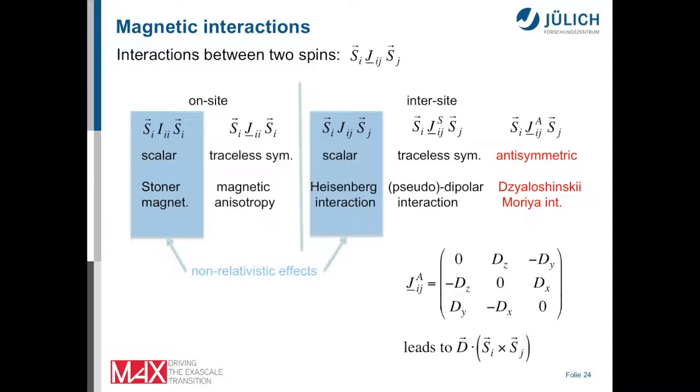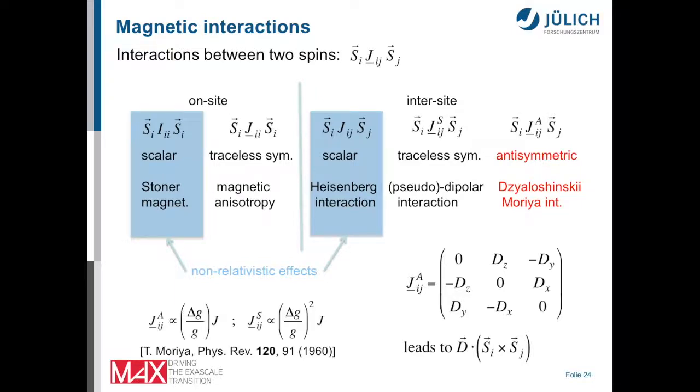So you can write this antisymmetric part of the Jij matrix like this, and then you can rewrite this interaction again in the form of a triple product D times Si cross Sj, and this is the form how Dzyaloshinskii actually found the interaction in iron oxides in the 50s.